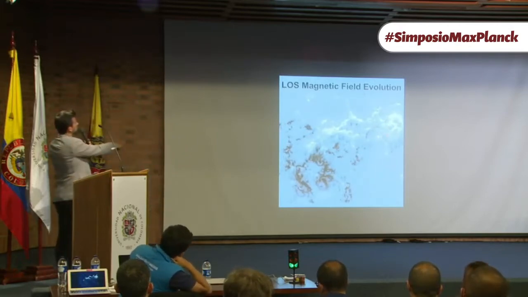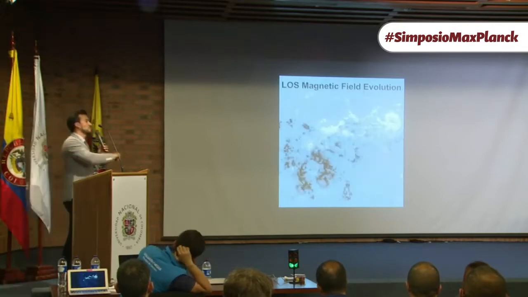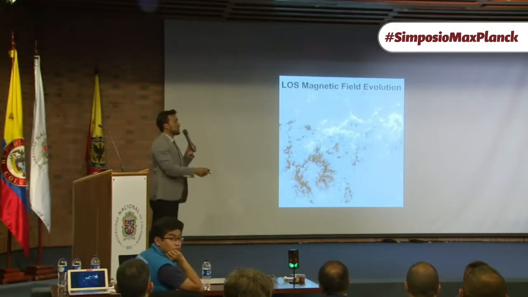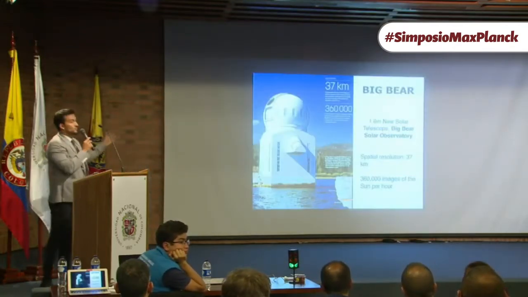In white you have the positive polarity, in black you have the negative polarity, and basically you have polarities going upwards and then coming down to the solar interior. You also have ground-based telescopes. These are telescopes we are working with. You have data from them.